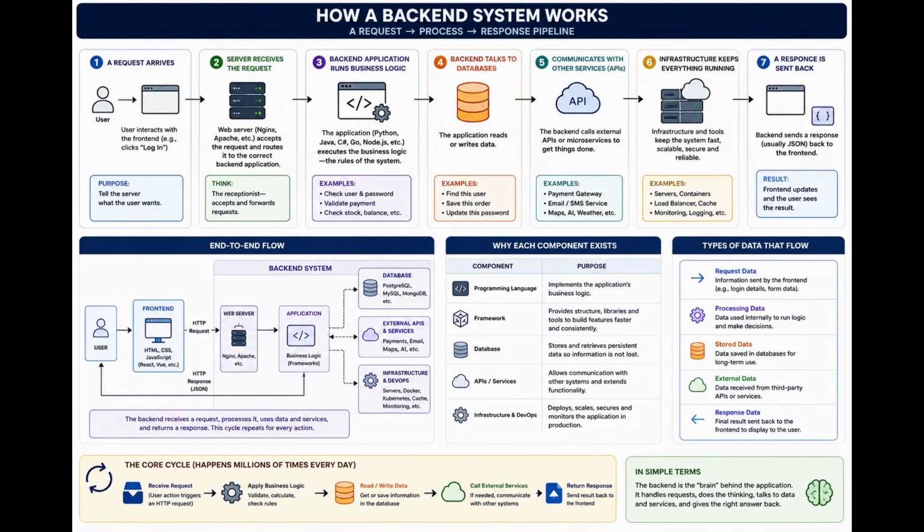A backend system starts working when a user does something on the front end, such as clicking login, searching for a product, or placing an order. That action sends a request from the front end to the backend, basically saying, here is what the user wants. The request first reaches the server, which receives it and sends it to the correct backend application, almost like a receptionist directing someone to the right department.